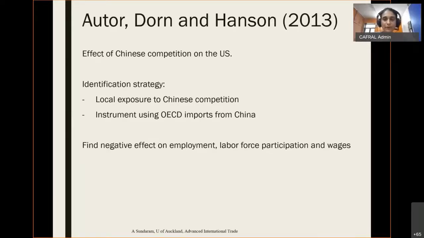So if you have a commuting zone that basically had most of its industry in sectors like textiles and footwear and toys, those regions were hit a lot more by China's accession to the WTO, because those were the industries that were really hit most by Chinese imports, right? That is classic Heckscher-Ohlin. So they look at these different regions in the US, and they look at which regions were hit more by Chinese imports relative to other regions.